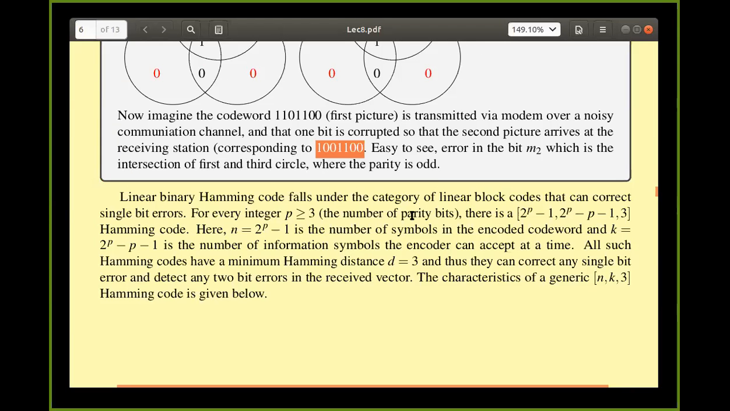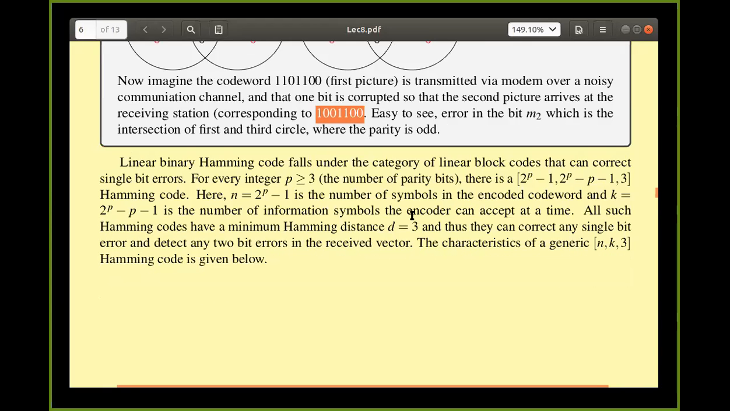Okay, so actually a linear Hamming code falls under the category of linear block codes. In general, we can extend it. It is actually a (7,4) linear code, (7,4,3).